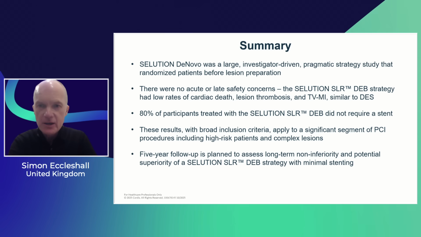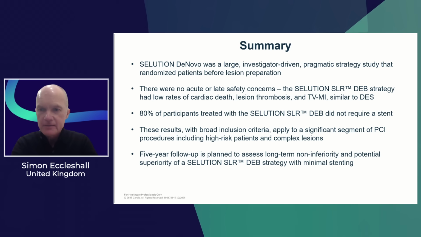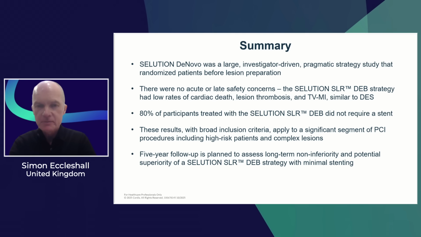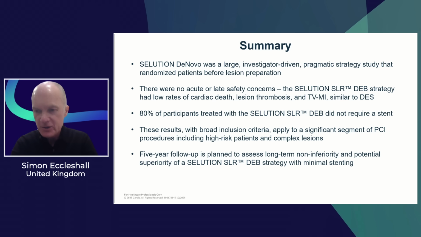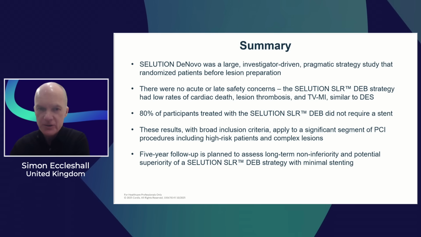So the summary: it was a large trial, a pragmatic study, the first one to have randomization before starting the angioplasty, so it's strategy rather than device randomization. There are no safety signal concerns. 80% of patients left the lab without a stent in the balloon arm. We think therefore this study is relevant to the vast majority of PCI that we do day to day, and 5-year follow-up will tell us whether what we believe to be true will be seen in that non-inferiority and hopefully even superiority, with a minimal stenting approach being the way that we should be practicing.